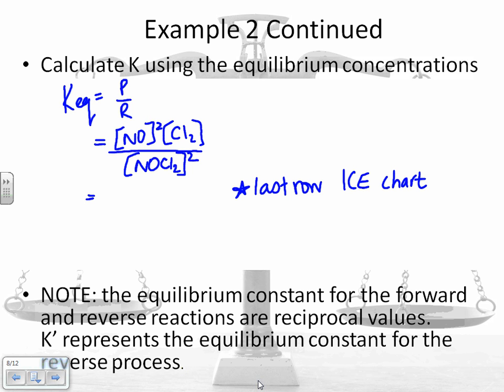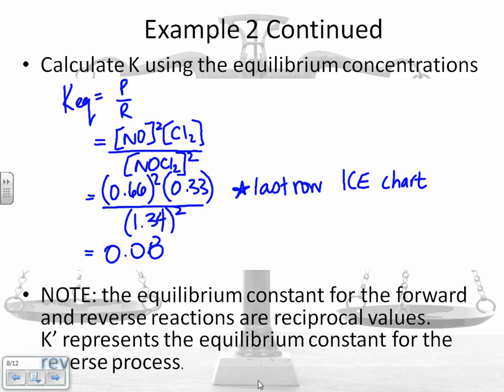I'm going to plug those numbers in. So I'm left with, my concentration of NO was 0.66. You can take that squared, times 0.33, divided by 1.34 squared. When I do that, I get 0.08. That's a value for a KEQ. Remember that your value for KEQ has no units. It's dimensionless.